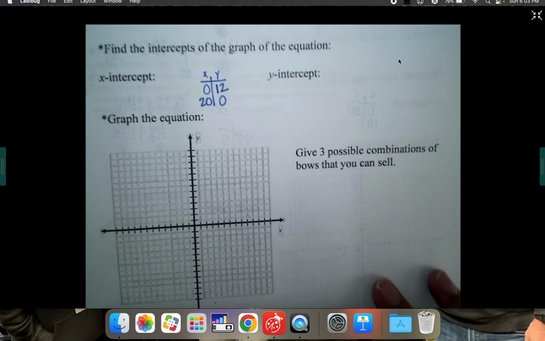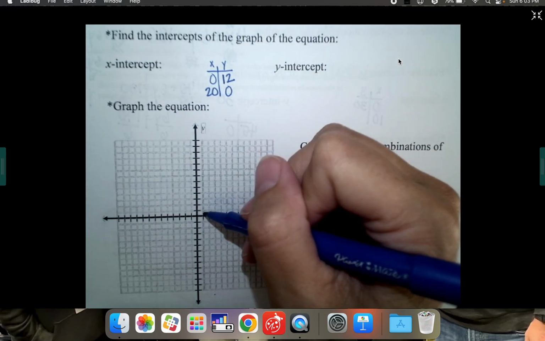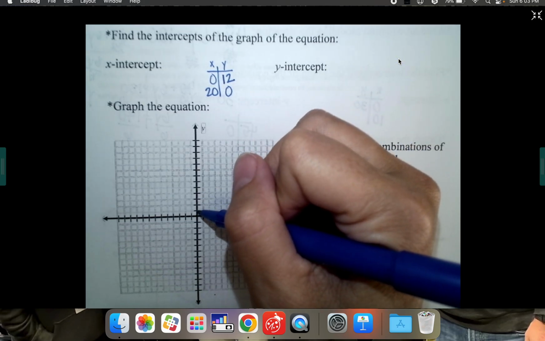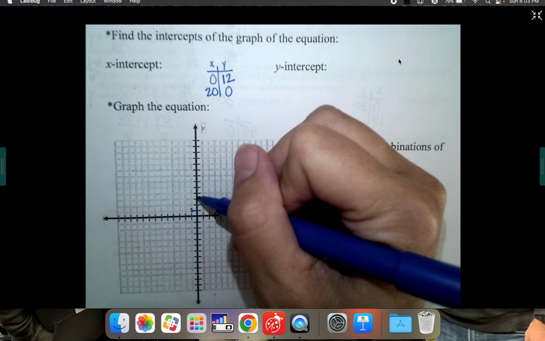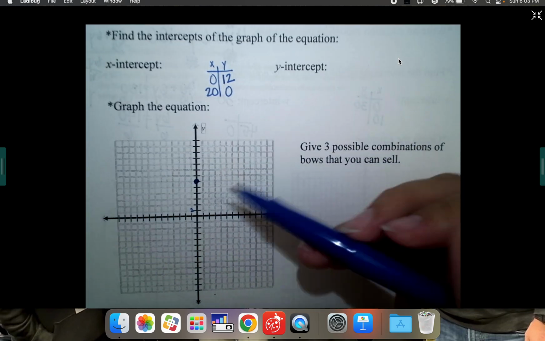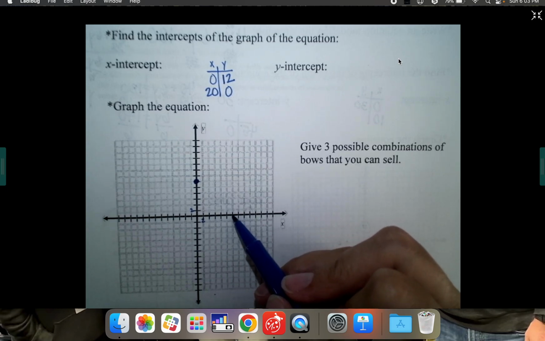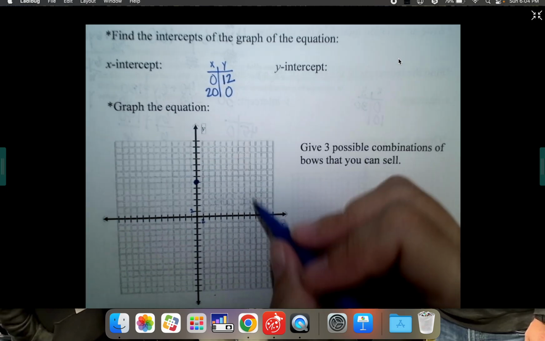So let's go ahead and graph these. 0, 12. Ooh, I'm not going to be able to go up to 20. Let's count by 2s this time. 2, 4, 6, 8, 10, 12. Okay, and then let's count by 2s going over. So to 20: 2, 4, 6, 8, 10, 12, 14, 16, 18, 20.